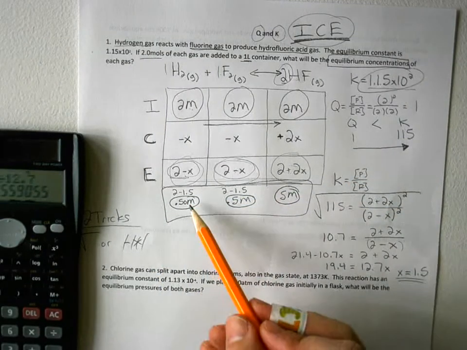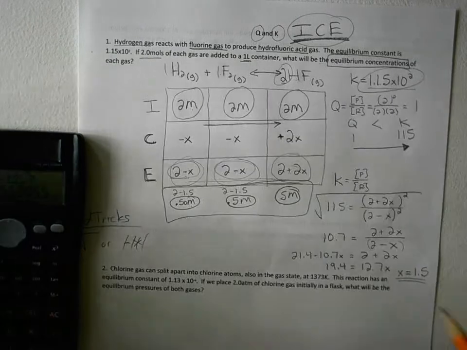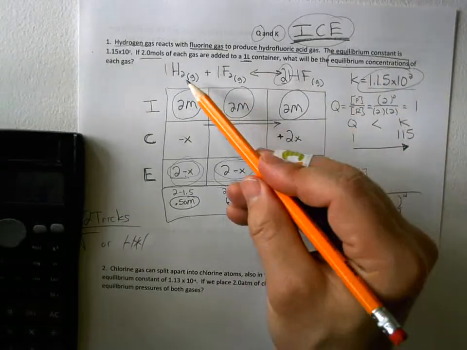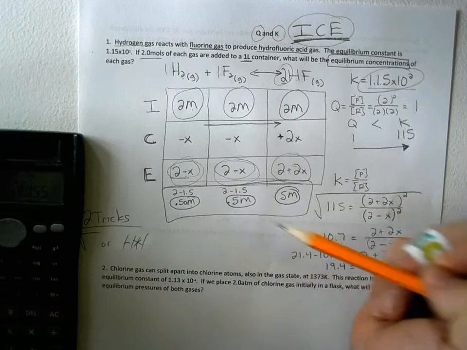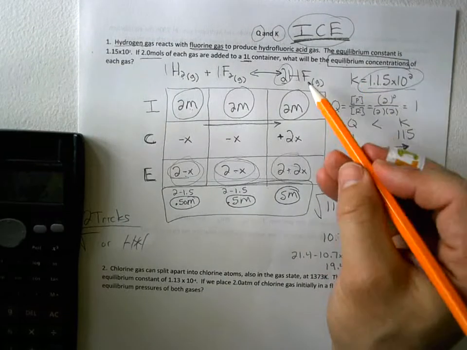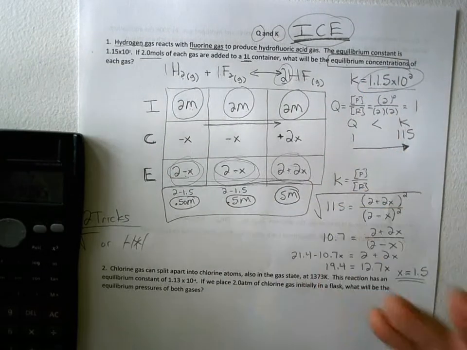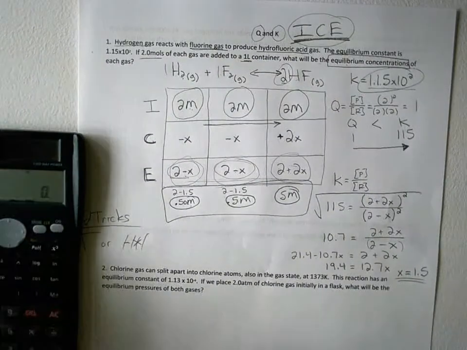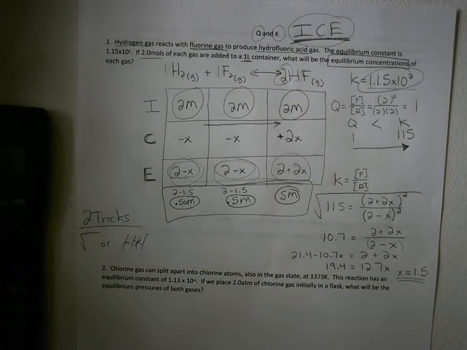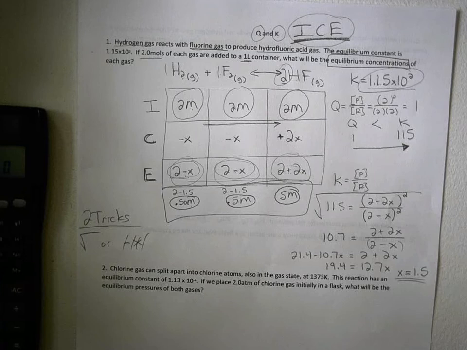So these are the answers to the problem. And I just like it when people usually just write these right below these cells. So the equilibrium concentrations of H2 and F2 will both be 0.5 molar. And the equilibrium concentration of the HF would be 5 molar. Okay, this is our first little video. And I'm going to make two more to go through the second two problems.